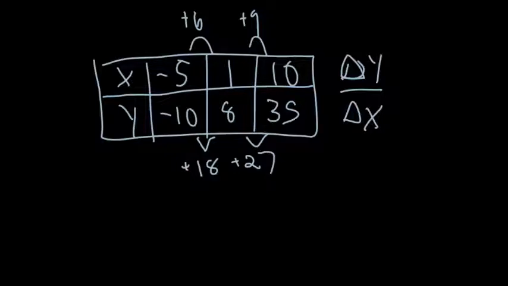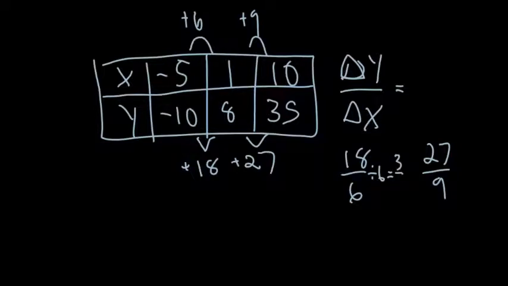Now we can make our ratios. I'm going to make two here, one for each. So I have 18 over 6 and 27 over 9. I can reduce both of those. 18 over 6, I can divide both by 6 to equal 3 over 1. And 27 and 9, I can divide both by 9 to get 3 over 1. So I got the same ratio, which means the table forms a line. So I have a slope of 3.